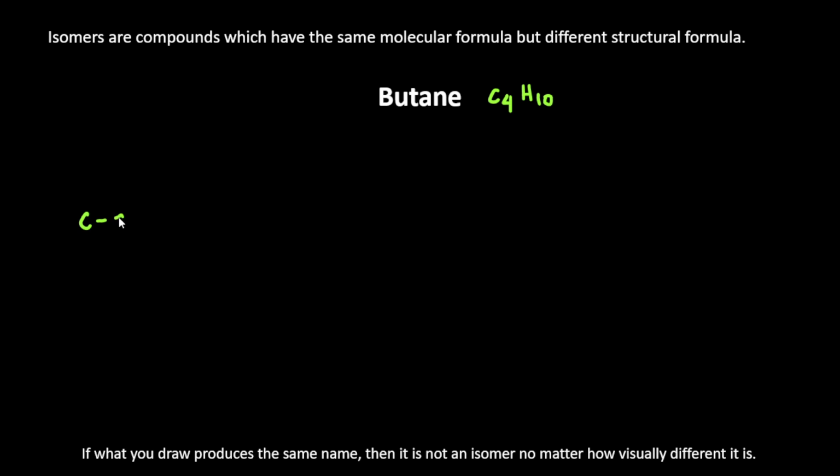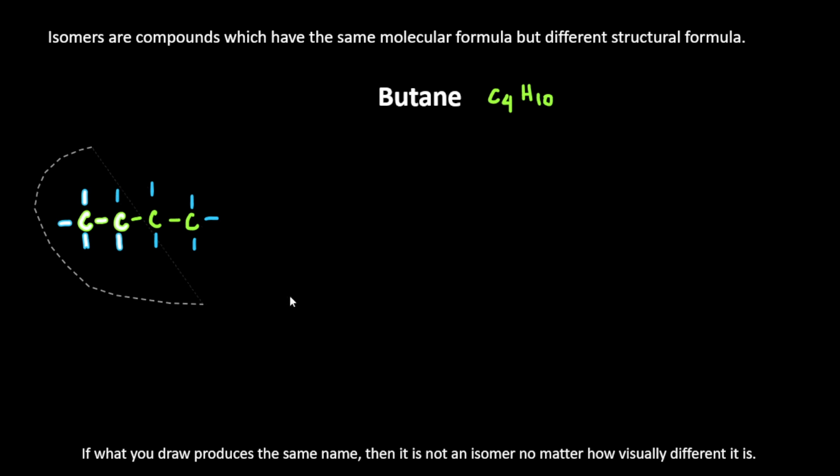First, I draw my longest carbon chain, which is what? 4, right? 4 is the maximum I can draw. And afterwards, I'm going to draw my H. 1, 2, 3, 4, 5, 6, 7, 8, 9, 10. Now, I'm not going to put in H because you already know that there should be H there.